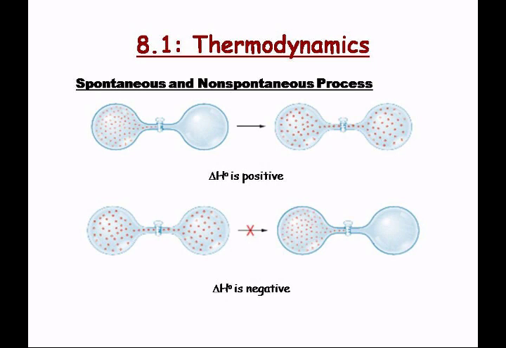Okay, well, look at these. This should say delta S here. Delta S, delta S, instead of delta H. Okay, so when delta S is positive, oh, delta S, what is delta S? Delta S is entropy. Okay. So when delta S is positive, well, let's look at these two pictures.